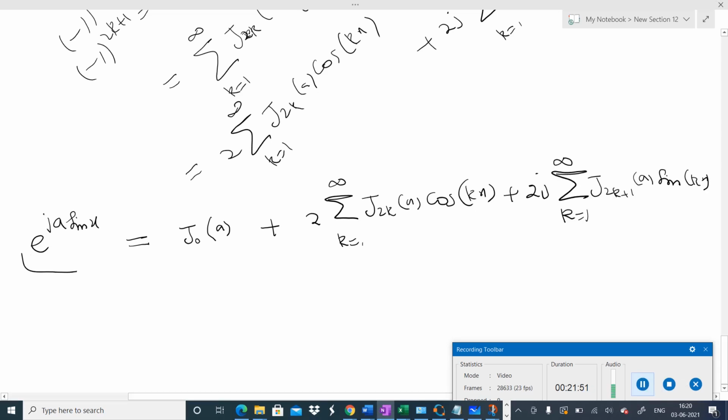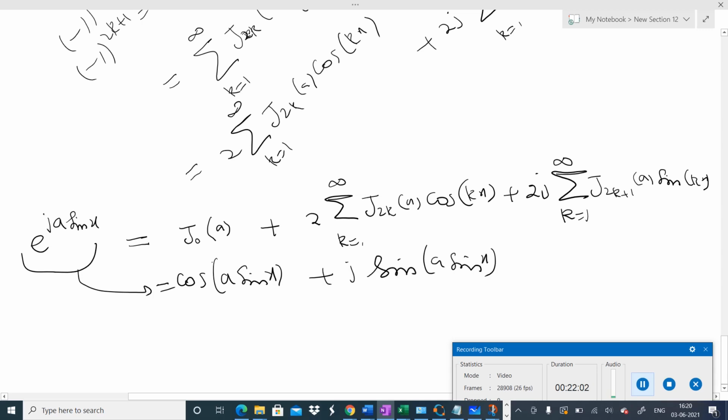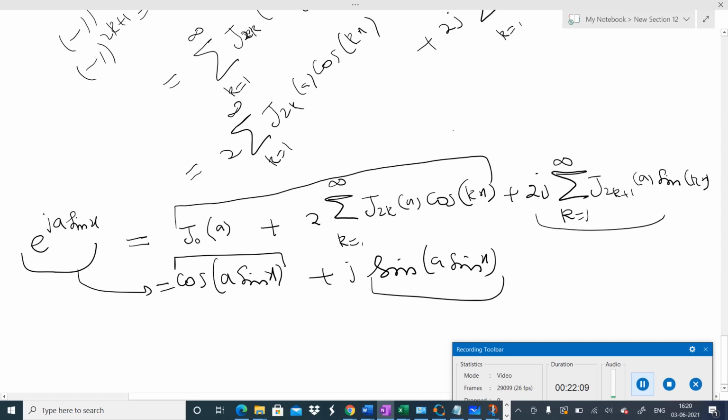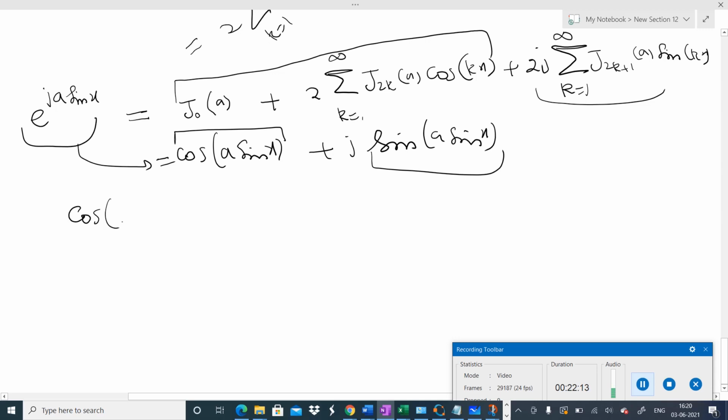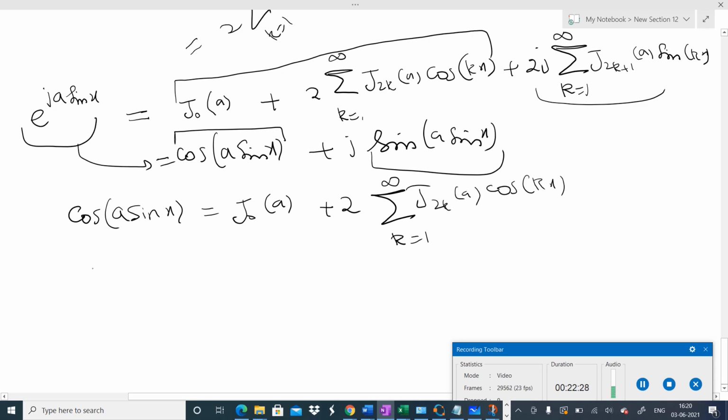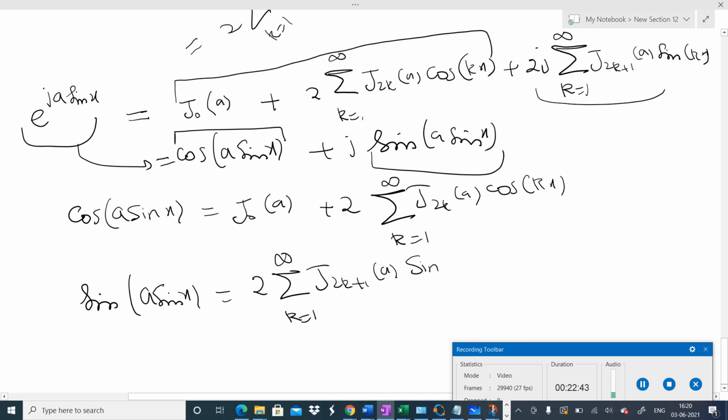Okay, now this also can be written as cos of a sin x plus j times sine of a sin x. Now comparing real and imaginary parts, this cos is the real part here, this whole is the real part, sine is the imaginary part here, this is the imaginary part. So it means that we get cos of a sin x is equal to J naught of a plus twice the summation k equal to 1 to infinity J2k of a cos of kx, and sine of a sin x is equal to twice the summation k equal to 1 to infinity J of 2k plus 1 of a sine of kx.